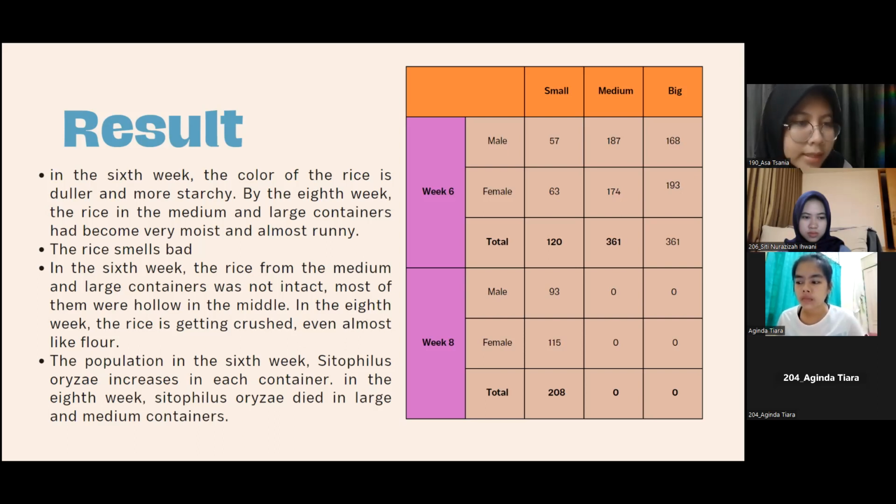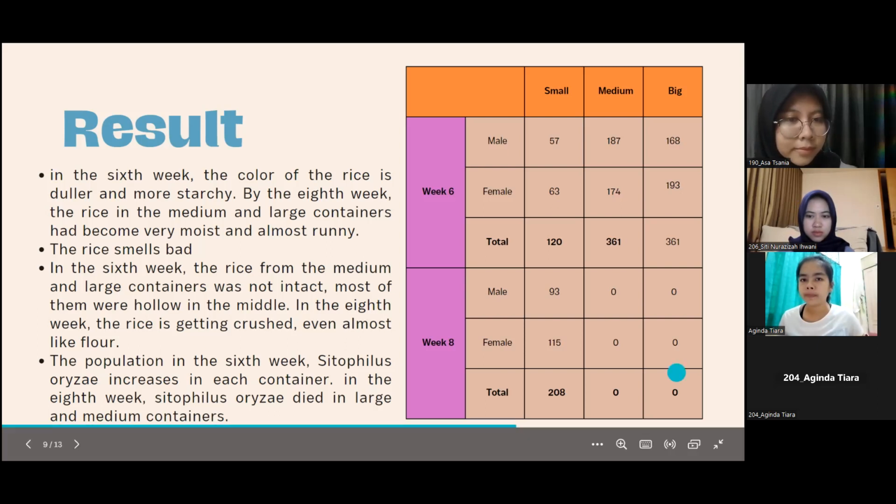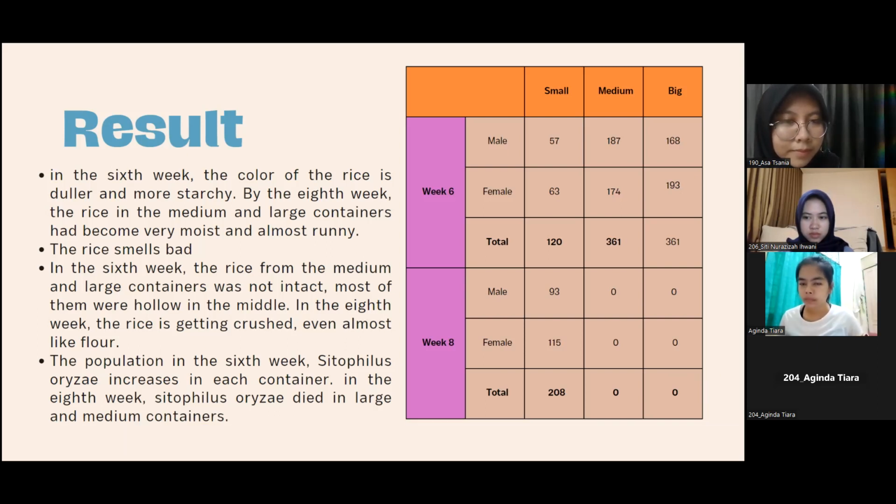And last, the population in the 6th week, Sitophilus oryzae increases in each container. In the 8th week, Sitophilus oryzae died in the large and medium containers. Next.